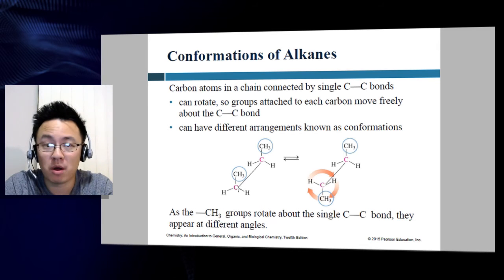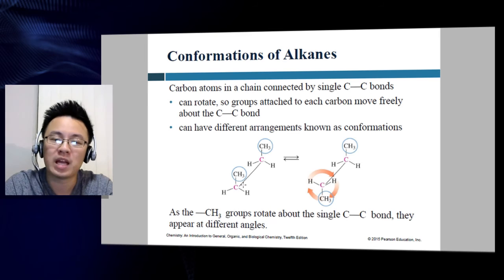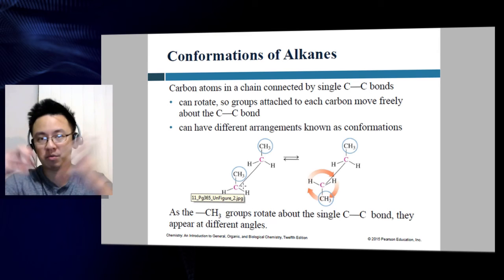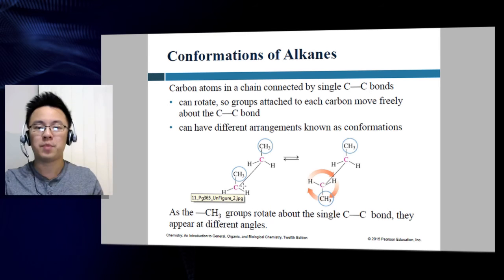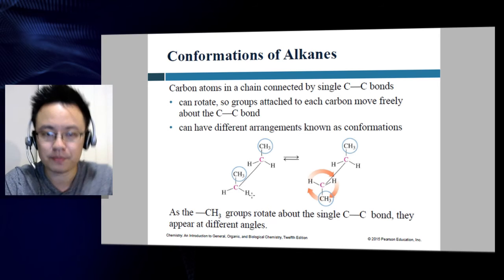We have a butane molecule right here: meth, eth, prop, but. There are 4 carbon atoms here. And if you were to put the ball and stick model together for this particular compound, you're going to get something that looks like this.